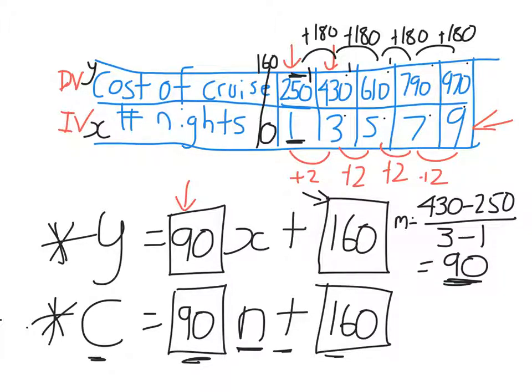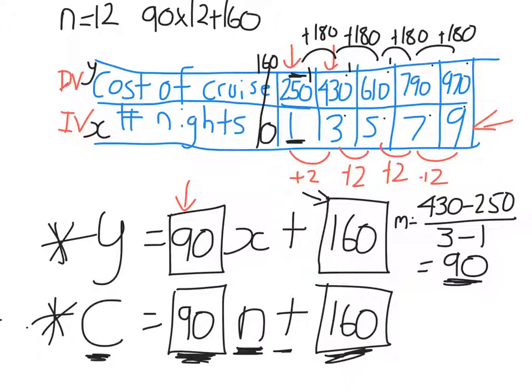So I have just come up with a linear equation that links y, the cost of the cruise, with x, the number of nights. So the cost of the cruise is $90 for every night that you spend on the cruise, plus $160. That's probably a booking fee or something. So I can use that equation to find out the cost of the cruise for any number of nights. If I wanted to find out the cost of the cruise after, say, 12 nights, it would just be 90 times 12 plus 160, so that would be $1,240. Okay, so that's how you do it.